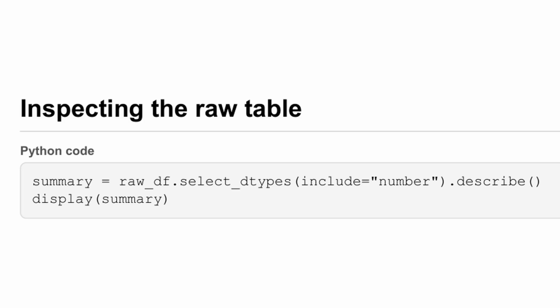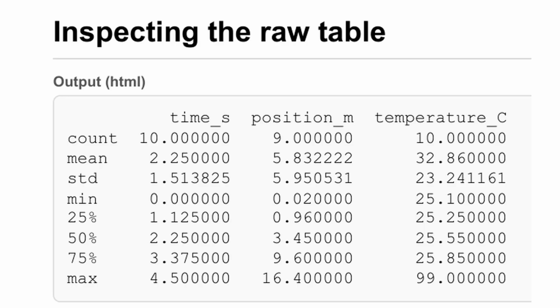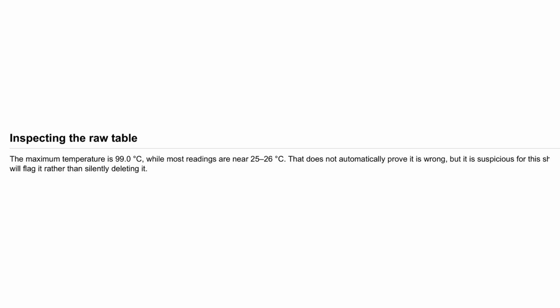Next, we generate summary statistics. Calling the describe method on our numeric columns provides a quick overview of the mean, standard deviation, and the minimum and maximum values. Looking at the statistics output, the temperature column immediately stands out. The maximum temperature is 99 degrees, while the median sits around 25.5. A temperature of 99 degrees is highly suspicious for a short, room temperature experiment. However, we do not want to silently delete it. The better scientific practice is to flag it for exclusion while keeping the raw record intact.